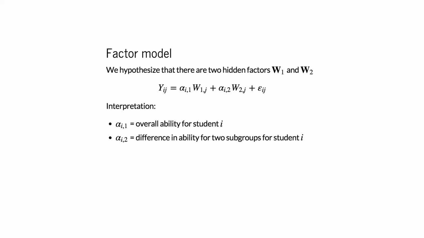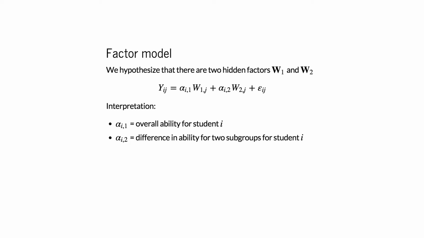So even though everything's correlated, there's even more correlation between these two. So we can model this using a factor model. What we do is we hypothesize there are 2 hidden factors, W1 and W2 is what I'm calling them here. And the observed data, which is the test scores, is represented here with y_ij. So this is for student i on subject j. And this is going to be a sum of linear combinations of these 2 factors.